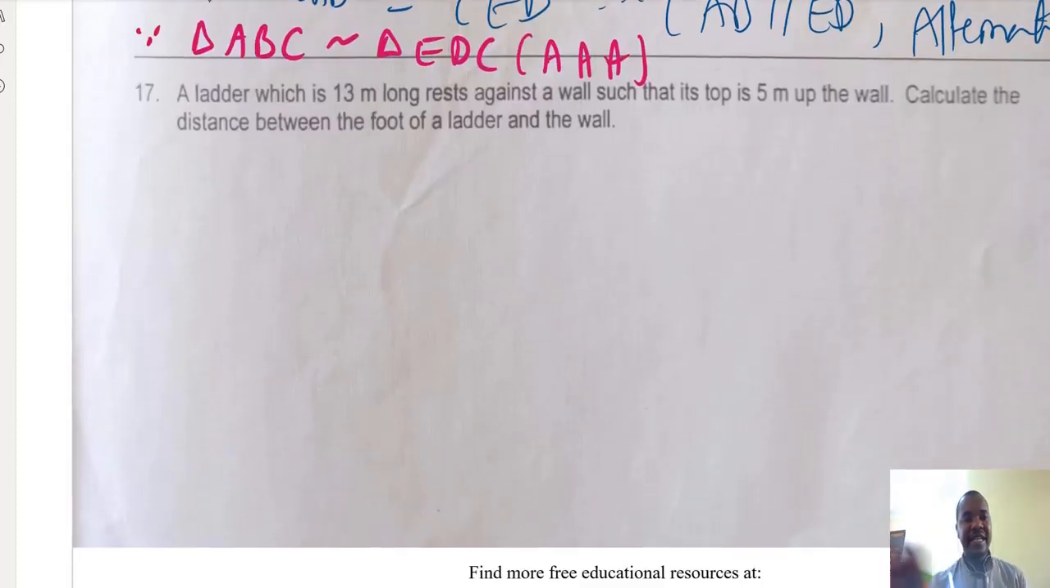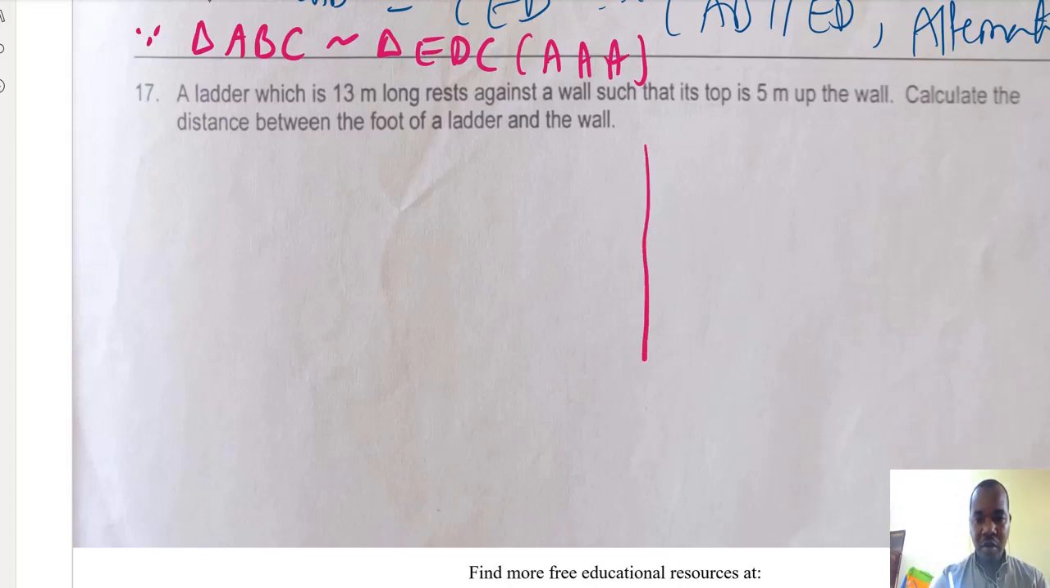Question number 17. A ladder which is 13-meter long rests against a wall such that its top is 5 meters up the wall. Calculate the distance between the foot of the ladder and the wall.